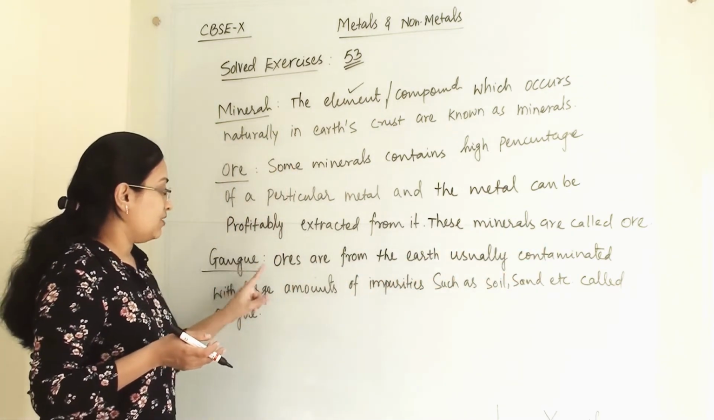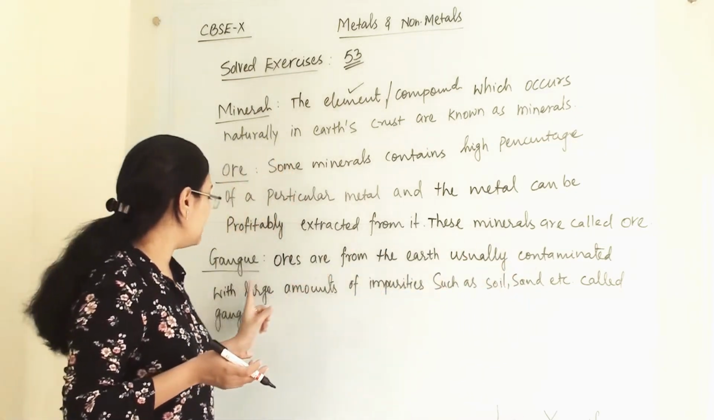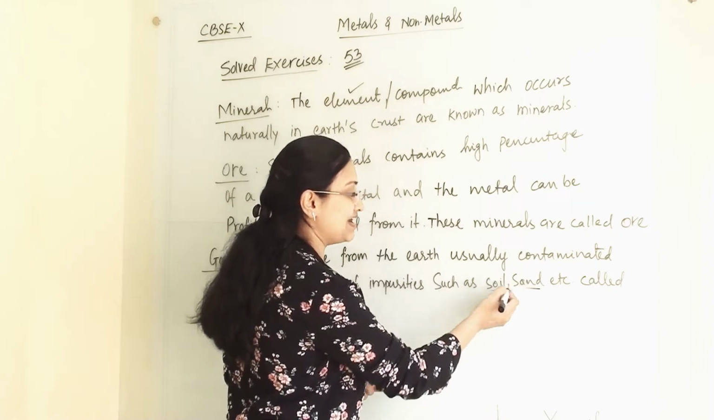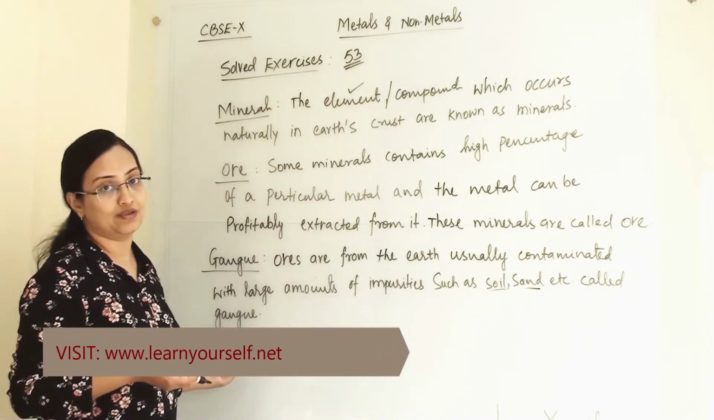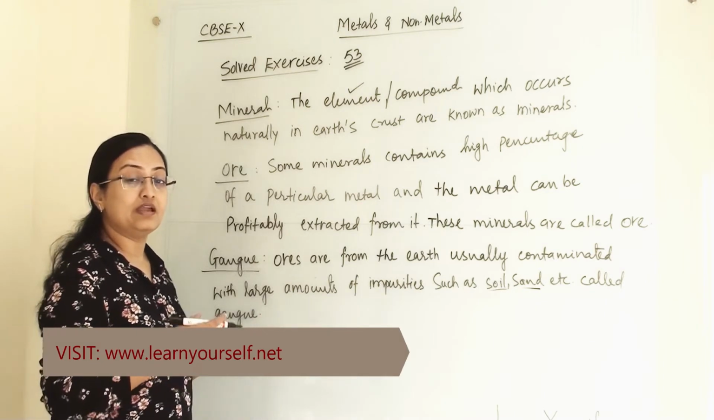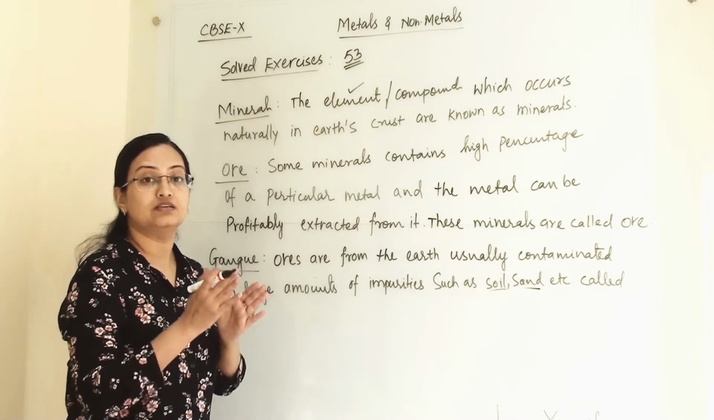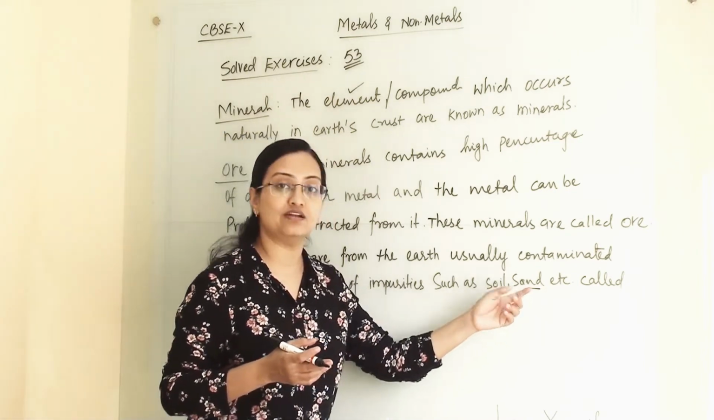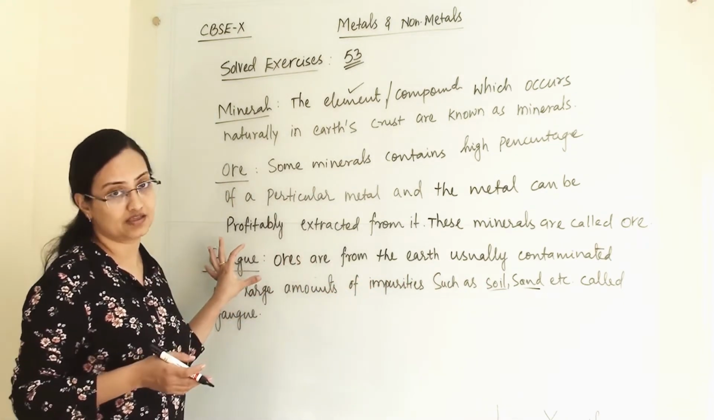Now gangue. When ore is taken from the earth's crust, it is usually contaminated with a large amount of impurities such as soil, sand, etc. These impurities are called gangue. So when we are extracting metal from its ore, we have to separate the metal from its gangue. And what is gangue? The soil, sand and all those impurities present in the ore are known as gangue.